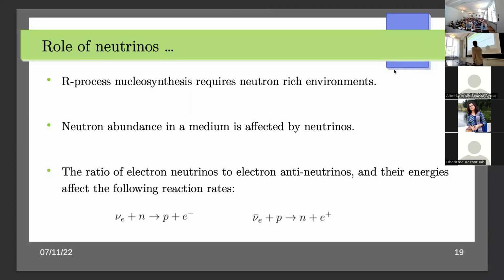Now, the reason why neutrinos are important is because the ratio of neutrons to protons is governed by how many neutrinos are present in this environment. If we have a lot of electron neutrinos, they will destroy the neutrons present there by this reaction. On the other hand, if we have a lot of electron antineutrinos, they will create neutrons. So not only do we need to know how many electron neutrinos and electron antineutrinos are present, we also need to know their energy. And this is where neutrinos play a role.